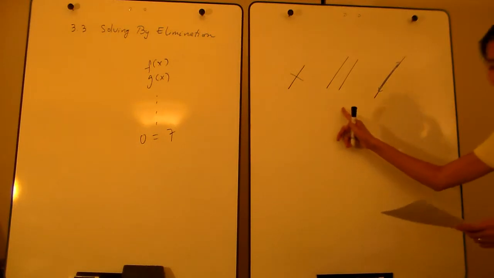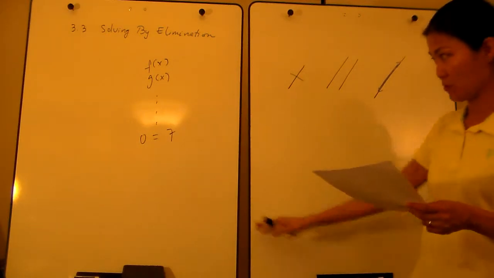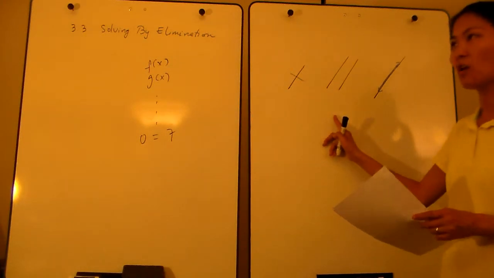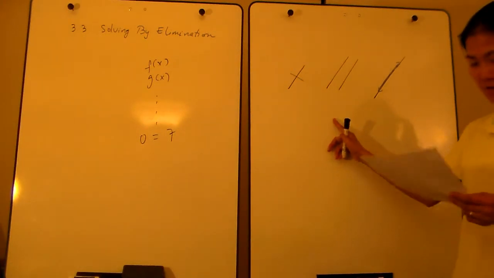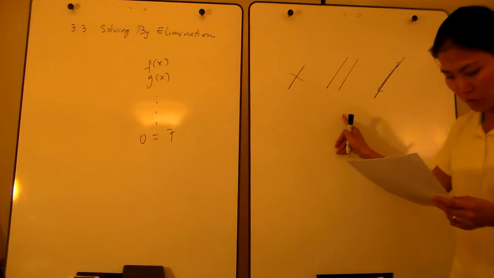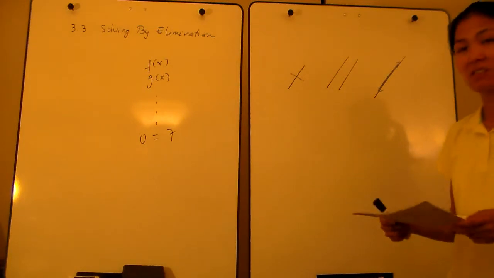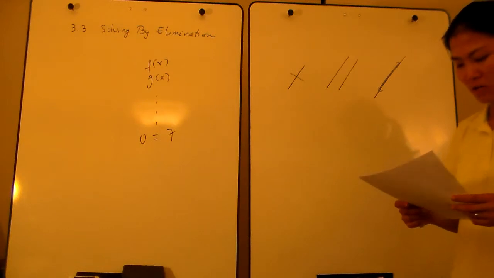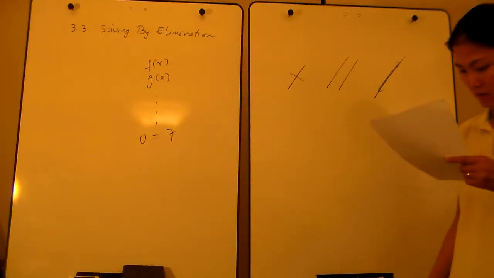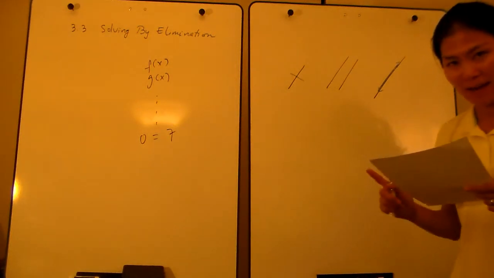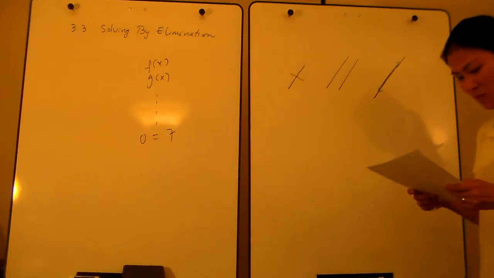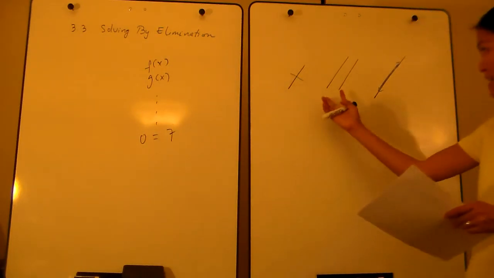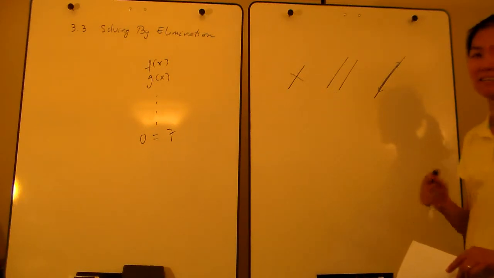If you see something like this, think about this: the system has no solution because the two lines do not intersect each other. So no solution. The system is inconsistent. No solution means inconsistent. And the equations are independent. They're independent because they don't represent the same line.